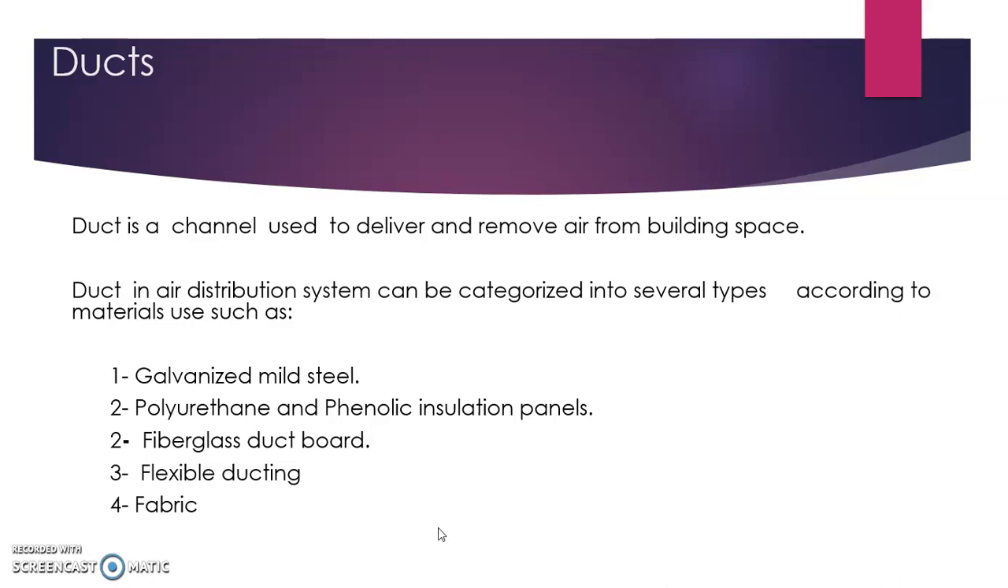Then there are polyurethane pre-insulated panels, and then we have the fiberglass duct board. This is quite expensive. And then we can use the flexible ducting. Flexible ducting is also quite common because usually flexible ducting will be used to connect the ducting from the galvanized mild steel to the diffuser. So usually we use the flexible ducting.